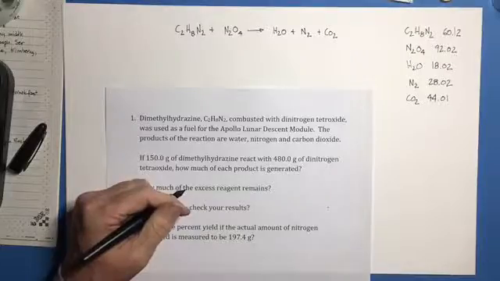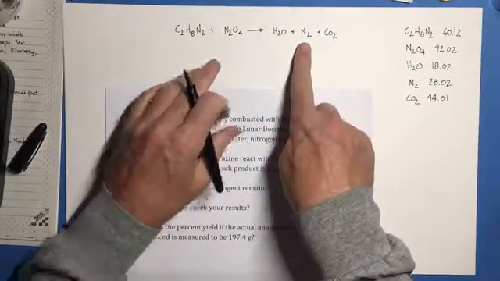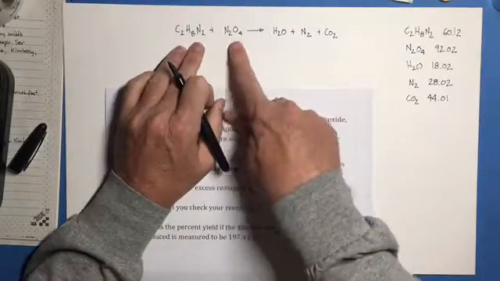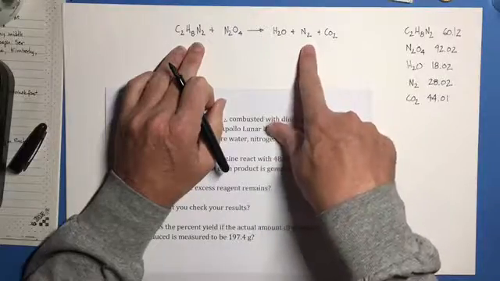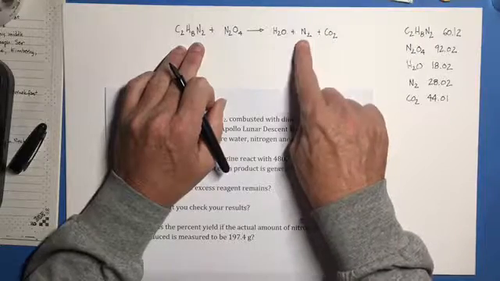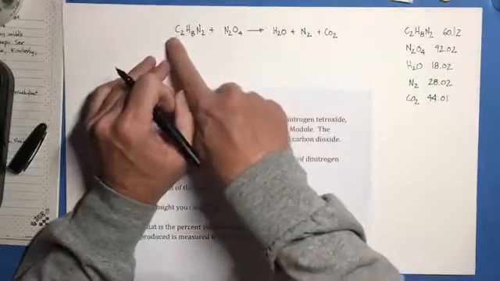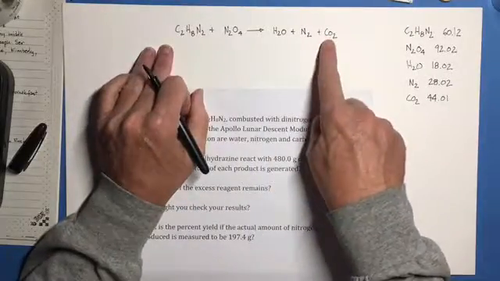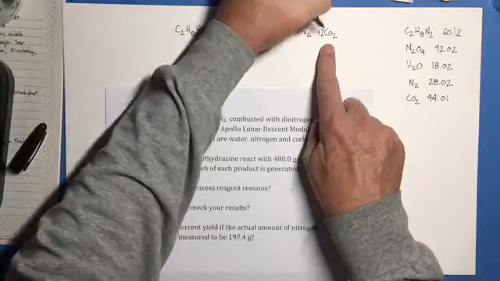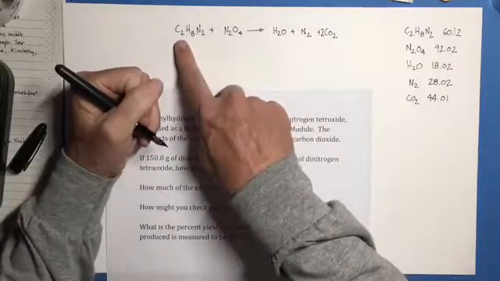So to balance this, I'm going to save my nitrogens till last, because you see the nitrogen appears in both reactants, but only one product, and it appears by itself. So I'm hoping that by the time I finish this, that's going to be fairly easy to balance with the nitrogens. So let's start with the carbons. I have 2 carbons here and only 1 carbon here. So I'm going to need to put at least a 2 right there. So 2 carbons. Now I have 2 carbons, good.